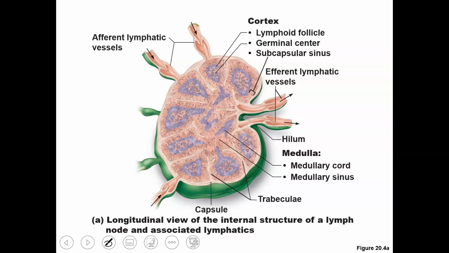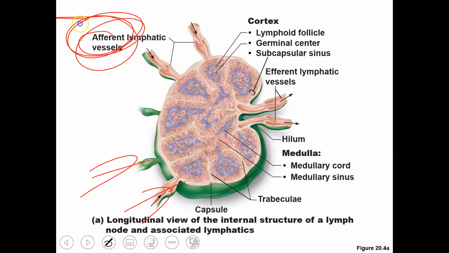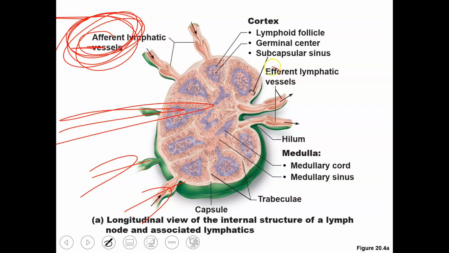I'm not going to get into details here. Notice there's a bunch of vessels coming in. Those are afferent. Now there's an important term for you, afferent. Afferent with an A means in. This is the direction going in. Efferent with an E means out.